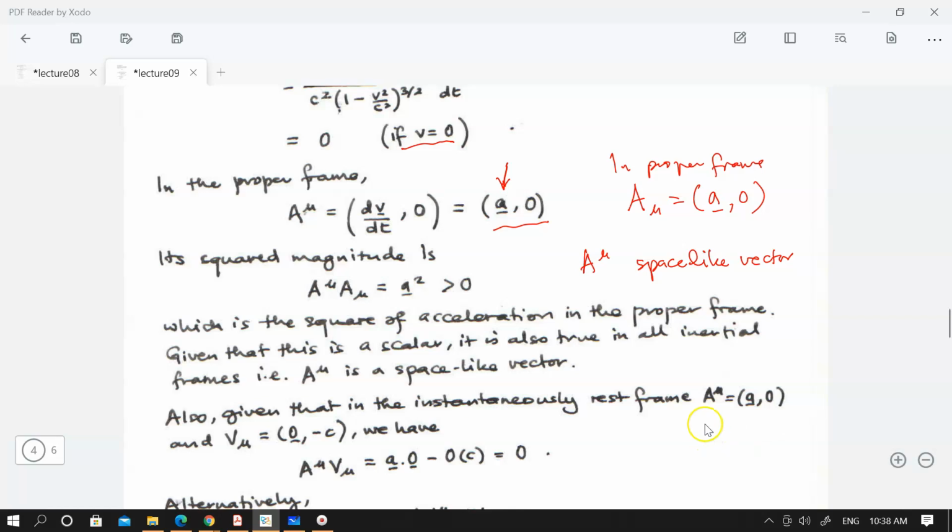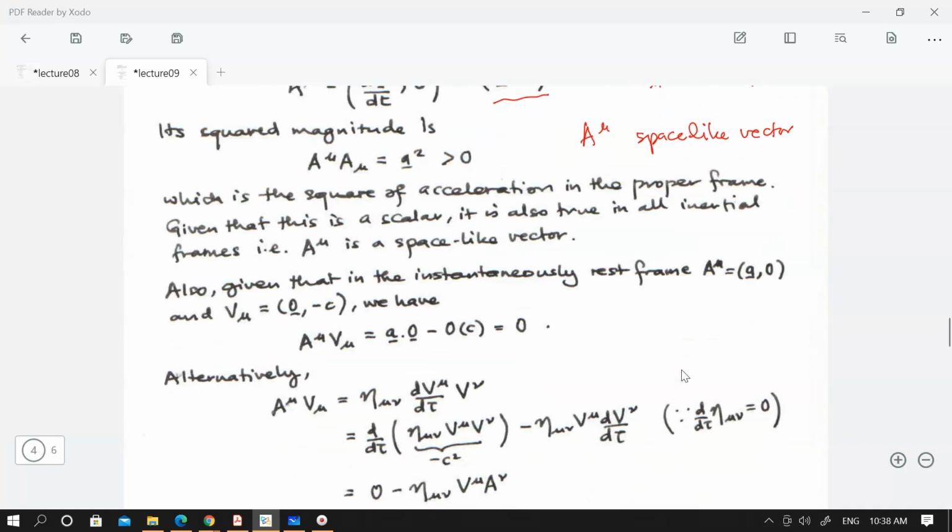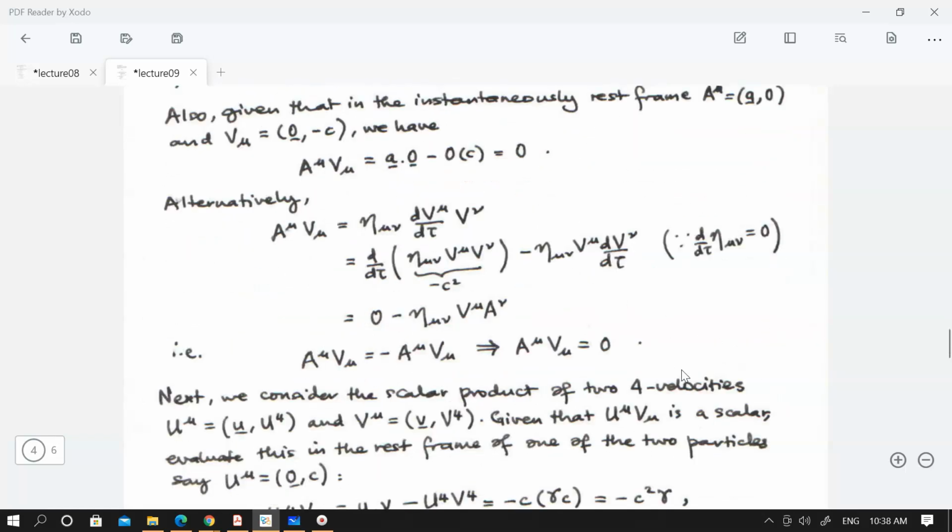And one of the things that one can actually prove, probably this will be given as a general rule, is that when you contract a space-like vector with a time-like vector, you always get 0. I should check that.